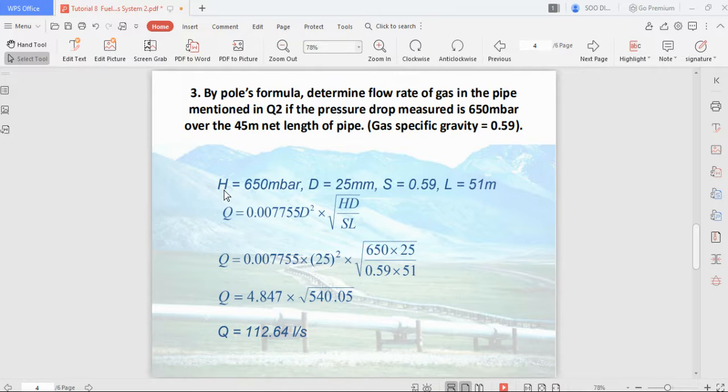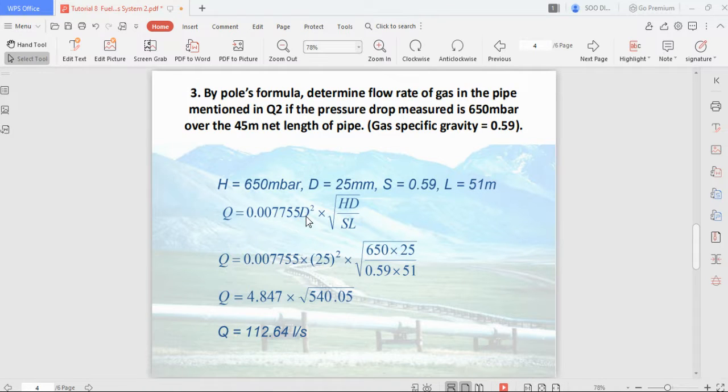So you have a pressure drop of 650, and a diameter of 25 mm. You have your specific gravity of 0.5, and you have a net length of 51 meter. This is the effective net length. So you have your Pohl's formula here. You put all the information that you have into this formula.